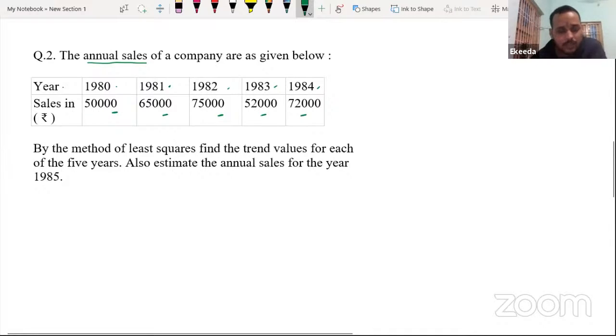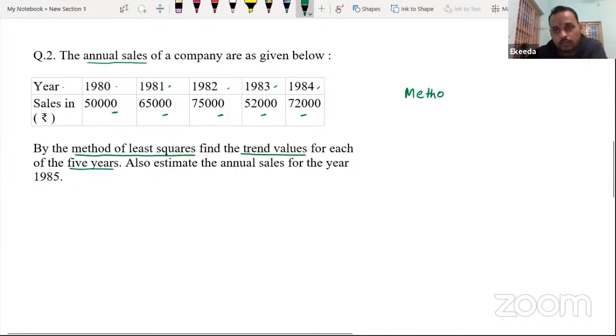So what they are saying is that by the method of least squares, find the trend value for each of the 5 years. So we have to use the method of least squares.